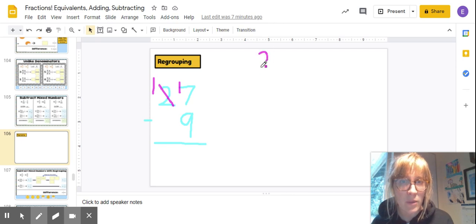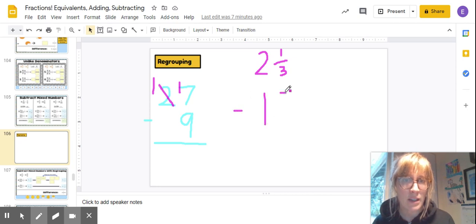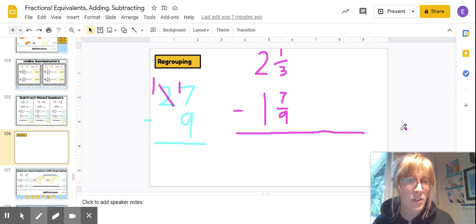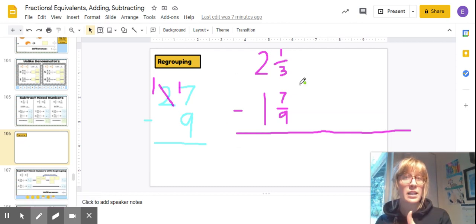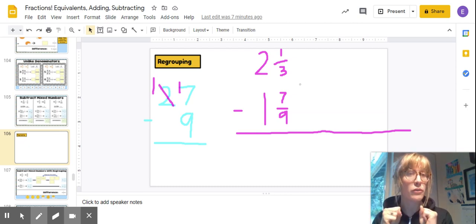So let's say we have something, we've got 2 and 1/3, and we're going to take away 1 and 7/9. So I'm just stacking it here. You can also write it in the side-to-side orientation. But here we're going to look to our mixed numbers, or sorry, our whole numbers and our fractions. First, we want to subtract the fractions.